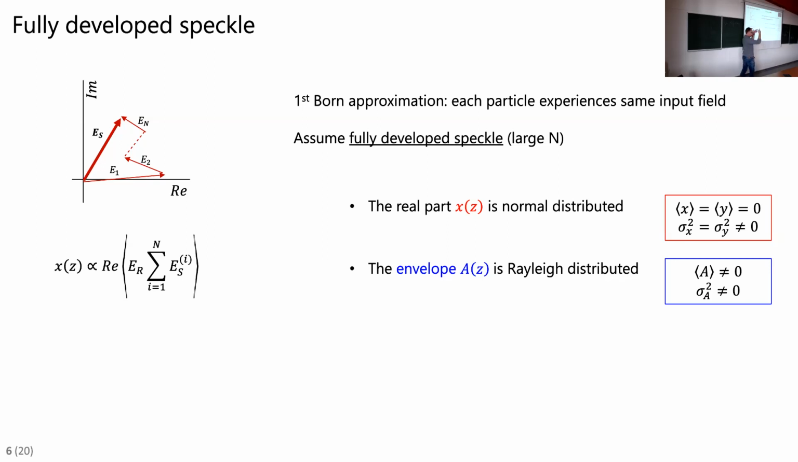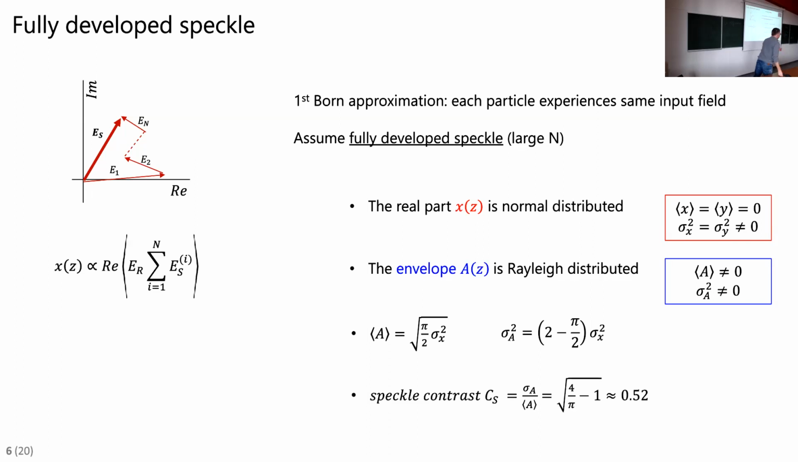So that was the first transformation. For the envelope, the mean is non-zero, and the variance is still non-zero. The mean and variance of the Rayleigh distribution are related to the variance of the normal distribution. Those are standard relations that you can look up on Wikipedia.